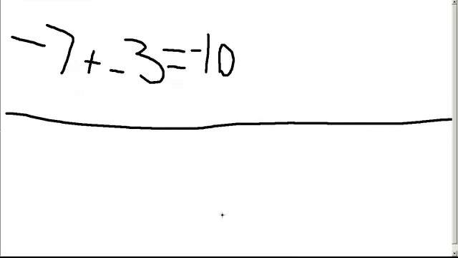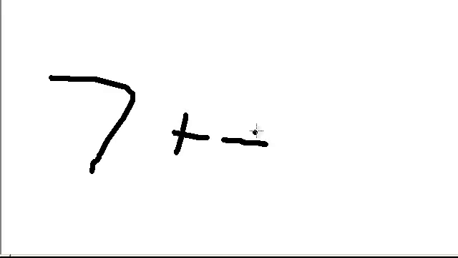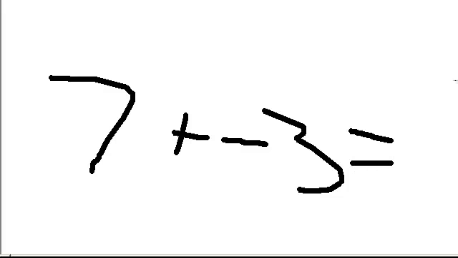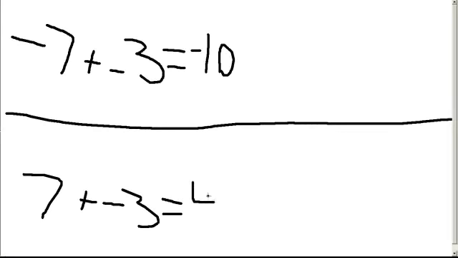Okay, so what if they have different signs? Let's say 7 plus -3. So what you would do is subtract, and 7 minus 3 is 4. Then you would take the sign of the higher number, and since 7 is greater than 3, the answer is positive, so the answer is 4.